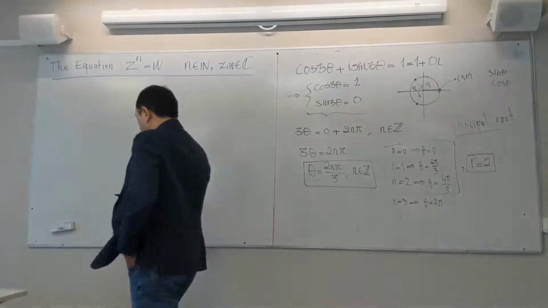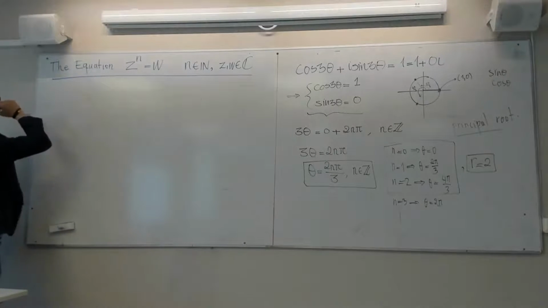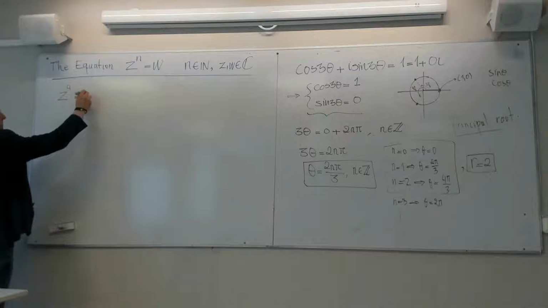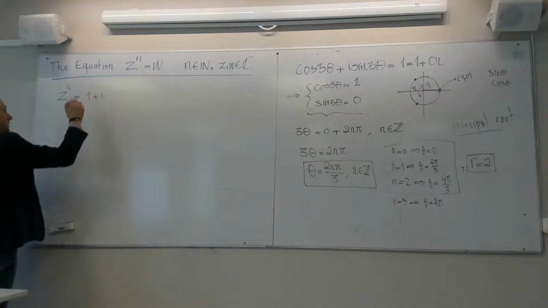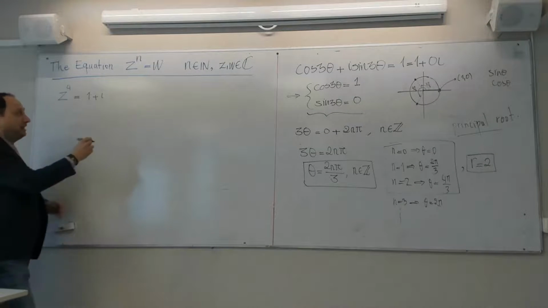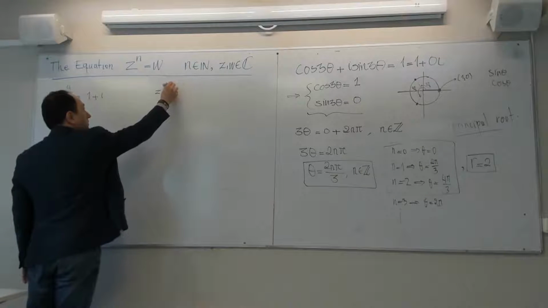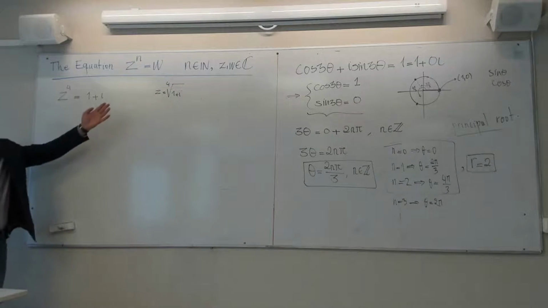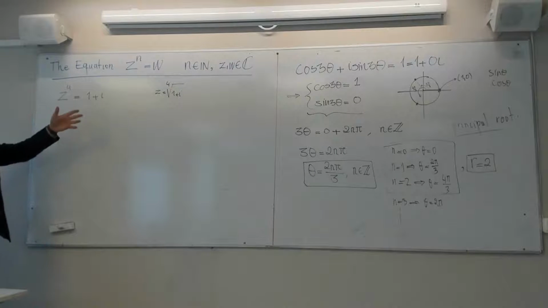Okay, so let me ask you to solve this problem. For example, let us take z to the power of 4, and on the right-hand side, let me just write 1 plus i. One thing I want you to understand is that technically you might say that z is equal to the fourth root of 1 plus i. Why shouldn't we write it like that? Yes, in principle, you should be able to write that.